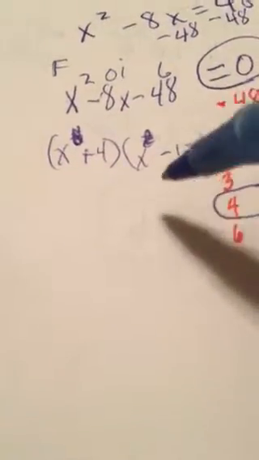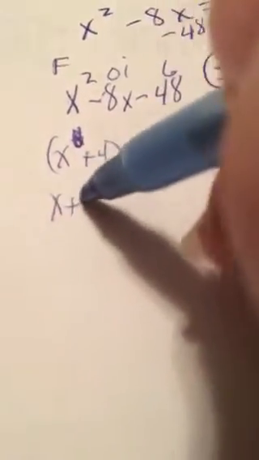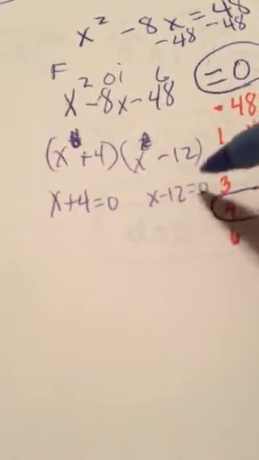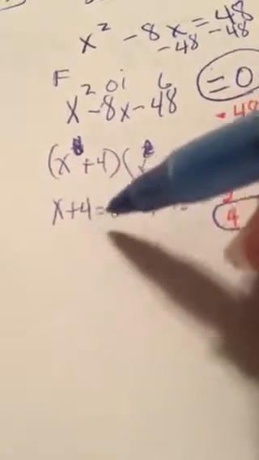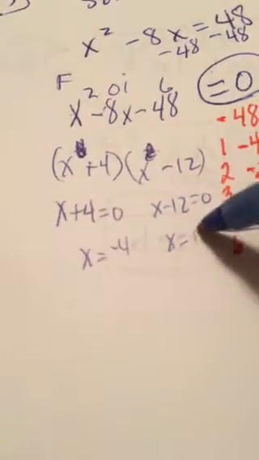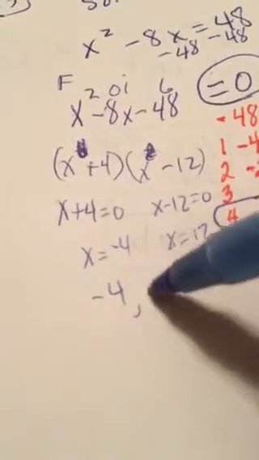Alright, so we have x plus 4, x minus 12. So now make them as their own equations equal to 0, and get x alone. So I'll subtract 4 on both sides here, and I'll add 12 on both sides here. So your answers are negative 4 and 12.